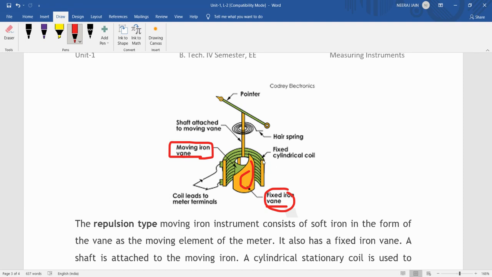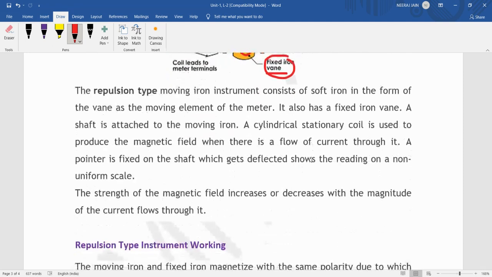Now the fixed cylindrical coil is available, यहाँ पर हमारे पास फिक्स्ड सिलेंड्रिकल कॉइल है वो अवेलेबल होती है। And a shaft is attached with this movable iron, शाफ्ट को अटैच कर देते हैं। Now a hair spring is also used to generate the controlling torque, and now the pointer which is attached with the moving iron will move on a scale, इस scale पर move करता है। तो basically it is the basic principle of the repulsion type of instrument.